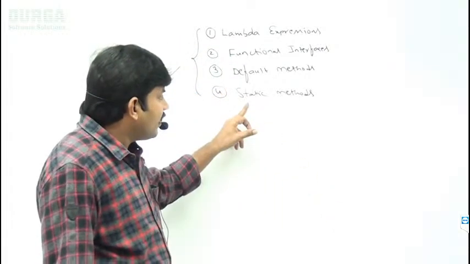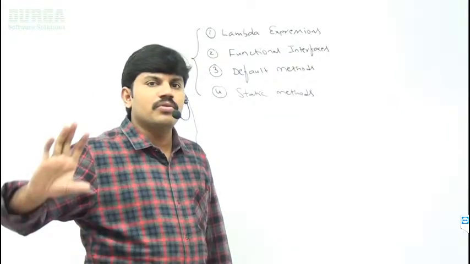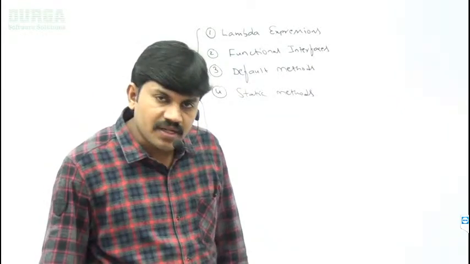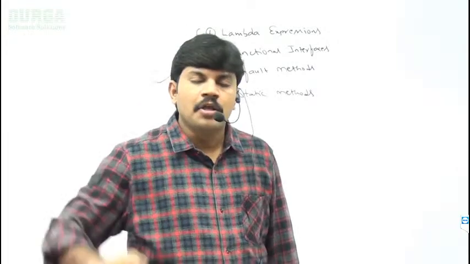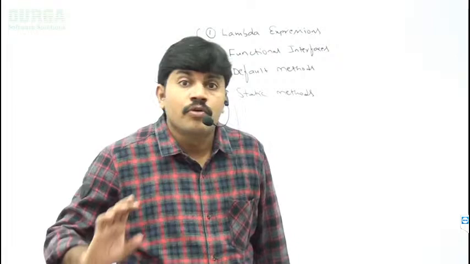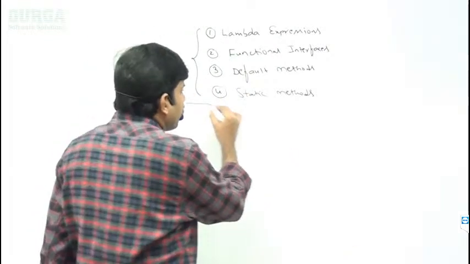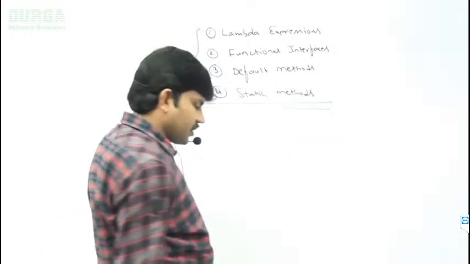And from 1.8 onwards, we are also allowed to declare static methods inside an interface, including the main method. That's why from 1.8 onwards, an interface can also be run from the command prompt. Clear for all of you? These are the things I covered in the last videos.